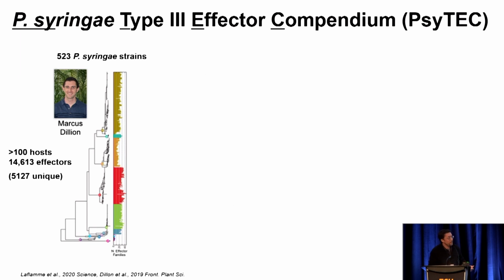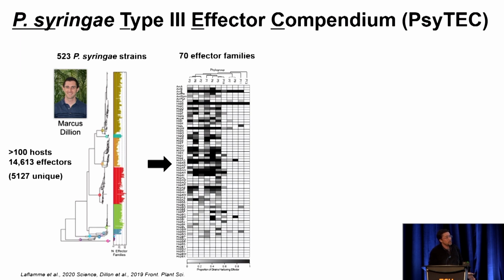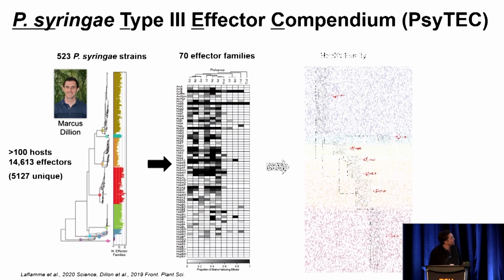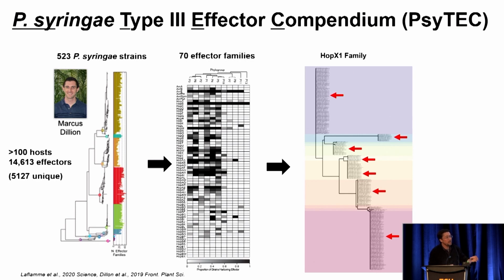So within these 5,000, we could subcategorize those into 70 related families. These are evolutionarily related families of effectors. And we could further subdivide those families into subgroups. And those subgroups are highly related subclades that I've indicated there with the red arrows. And these subclades are very highly related. We actually said that they have to be at least 95% identical to every other effector within this subclade.